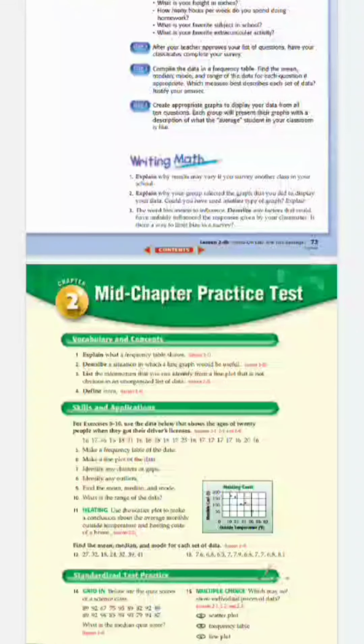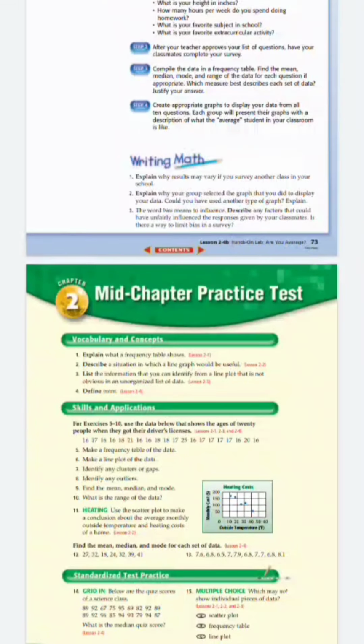Reading math. 1. Explain why results may vary if you survey another class in your school. 2. Explain why your group selected the graph that you did to display your data. Or, would you have used another type of graph? Explain. 3. The word bias means to influence.